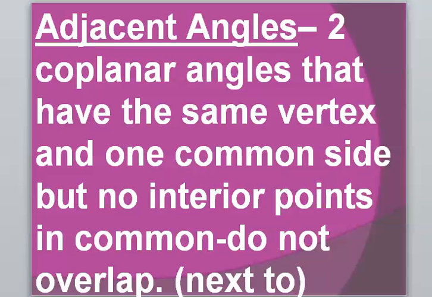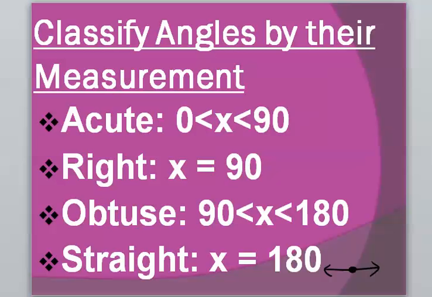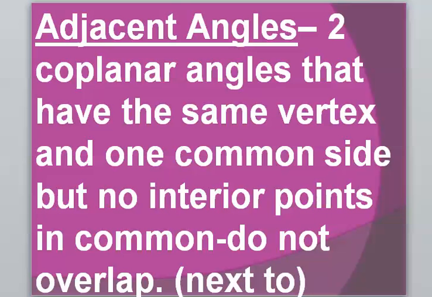Adjacent angles are two coplanar angles. Now, we've talked about planes as being a face of the box. We've talked about some problems where your plane is just your book page or your notebook page. So, our plane is going to be your computer screen. These are two coplanar angles. They're both on your screen, flat. They have the same vertex and one common side, but no interior points in common, which means that they're not overlapping. So these do not overlap. They're next to each other.